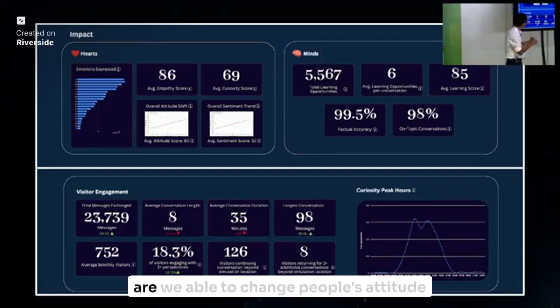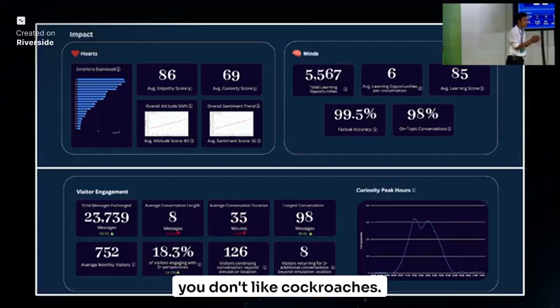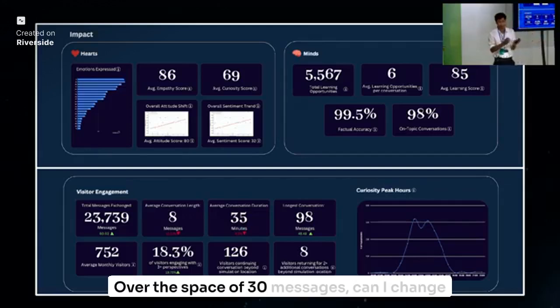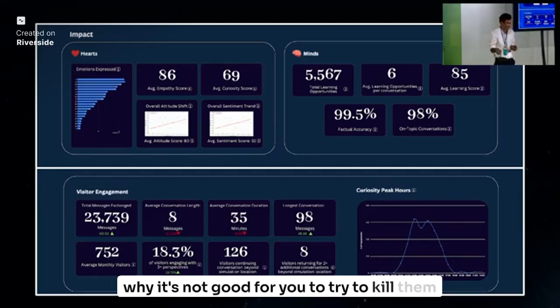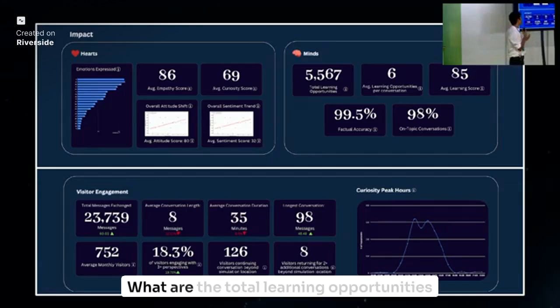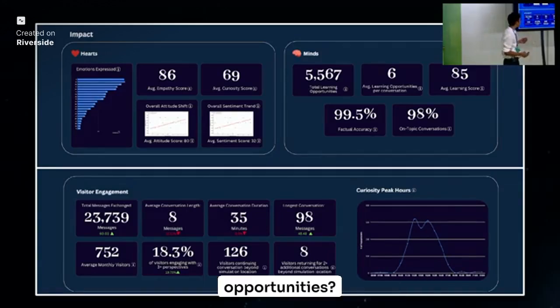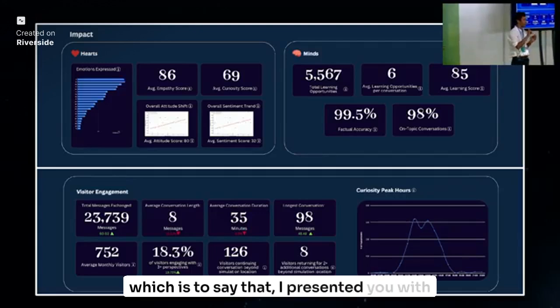So are we able to change people's attitude? For example, you start talking to a cockroach and it's clear from your words that you don't like cockroaches. Over the space of 30 messages, can I change your attitude towards cockroaches? Can you try to understand why they're trying to hide inside your kitchen? Can you try to understand why it's not good for you to try to kill them? Apart from that, the minds, which is what are the total learning opportunities that emerge, how people engage with these learning opportunities. We use that to give them a learning score, which is to say that, okay, I presented you with the fact.